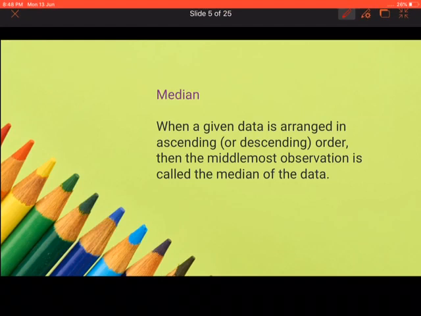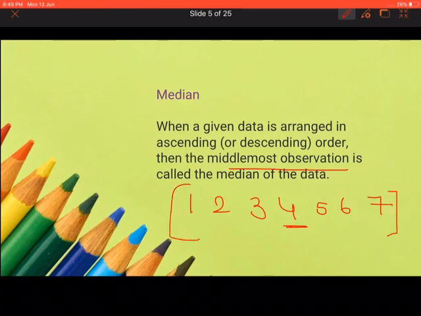So firstly, we will see median. When a given data is arranged in ascending or descending order, then the middlemost value is considered to be the median. For example, if I take the first 7 natural numbers like 1, 2, 3, 4, 5, 6 and 7, the median over here will be 4, the middlemost value, because this is arranged in ascending order. After you arrange in ascending or descending order, only then will you get the correct middlemost value, the correct median.